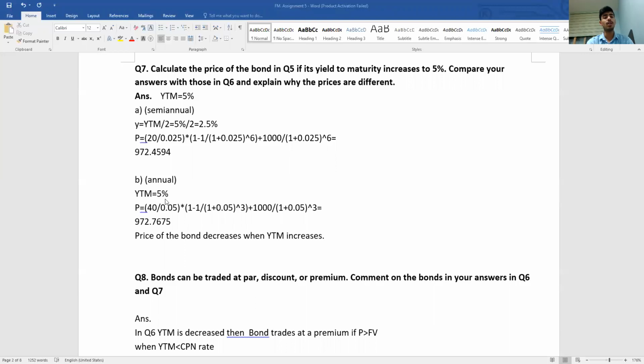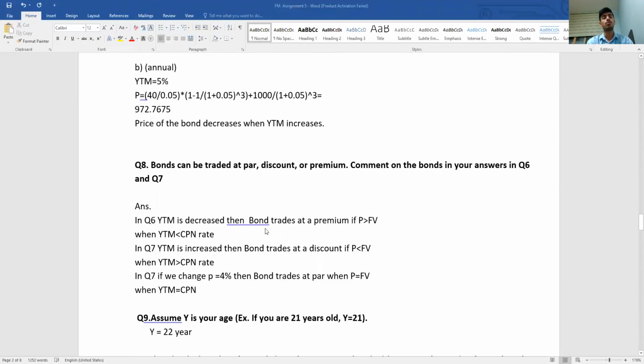is equal to $972.45. Annually we don't need to divide by 2 because it's annual. In the place of 0.025 we need to put 0.05. So our answer is 972.76, approximately the same for semi-annual and annual. The price of the bond decreases when the yield to maturity rate increases.